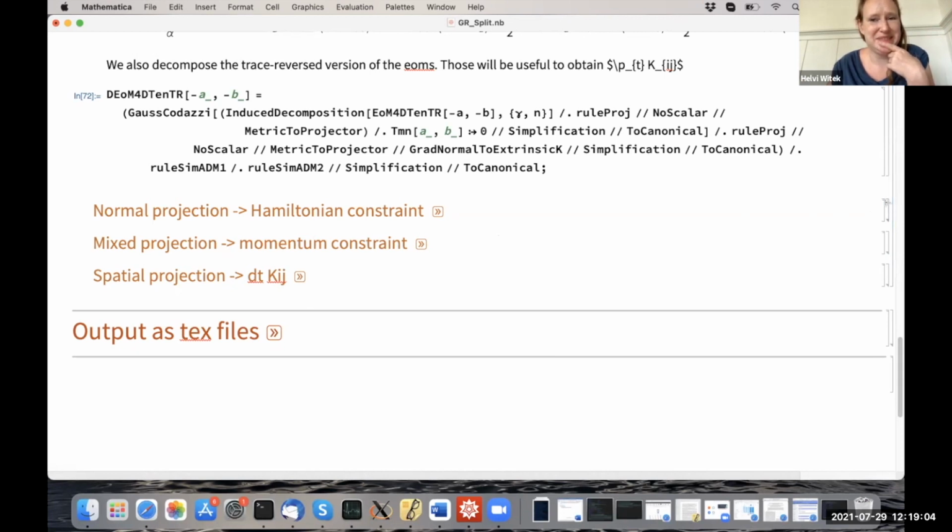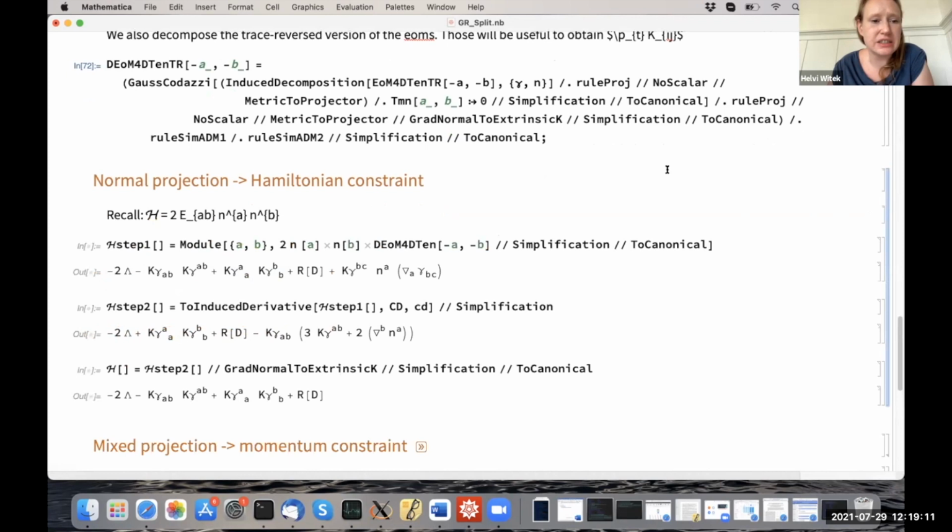I'm not actually seeing the timer right now. So you've got 11 minutes. Okay, very good. So I think that should be enough to give you at least an idea what we're doing here.